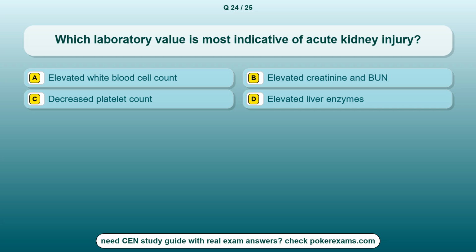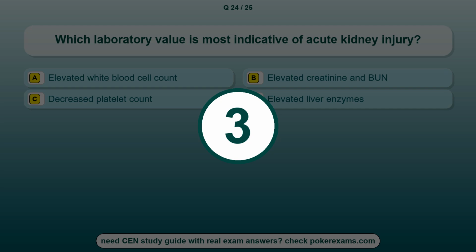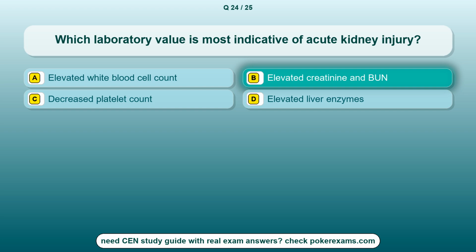Question 24. Which laboratory value is most indicative of acute kidney injury? Option A. Elevated white blood cell count. Option B. Elevated creatinine and BUN. Option C. Decreased platelet count. Option D. Elevated liver enzymes. The correct answer is option B. Elevated creatinine and BUN.